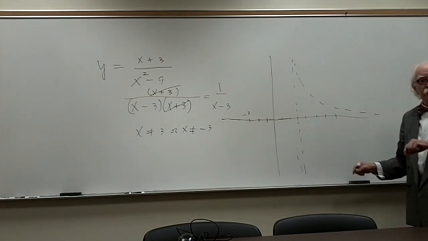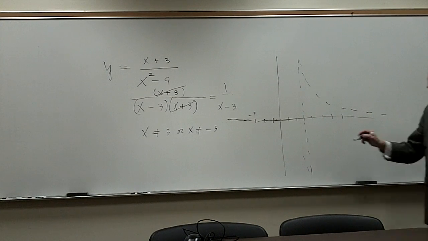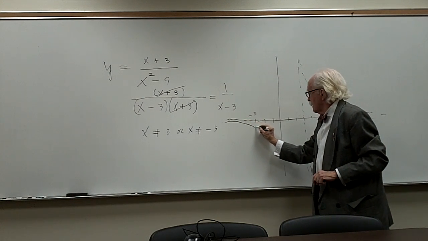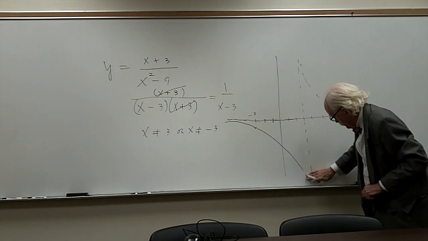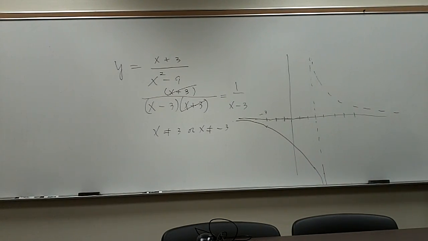Everybody see this? At the -3, because it got canceled away, there is not going to be a vertical asymptote line. You will not build a brick wall. So what does that make happen? Your graph does something like this. Do you see what happens to the graph? There is a hole in the graph at -3, not a vertical asymptote line.